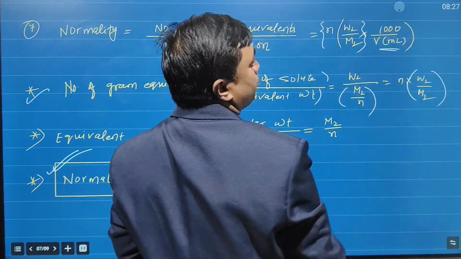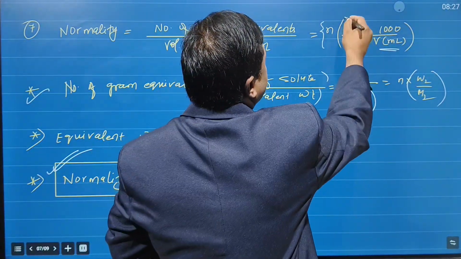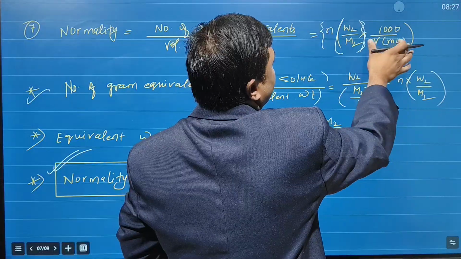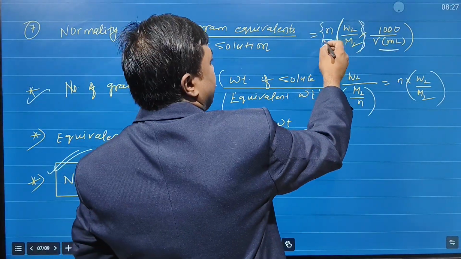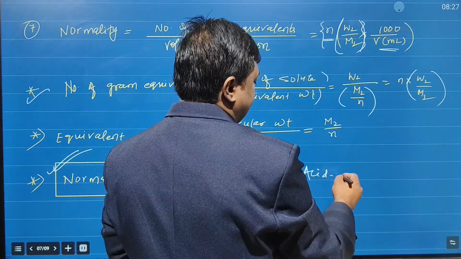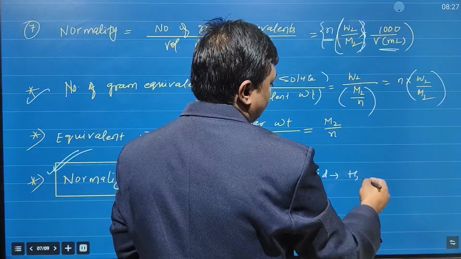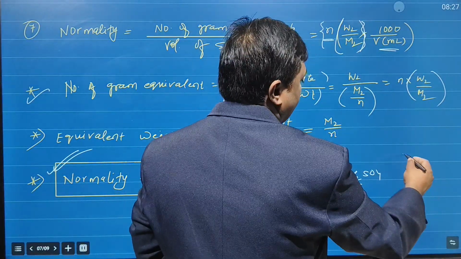If it is in milliliters, you have to multiply by 1 by 1000. So 1000 will go to the numerator. If you see clearly, W2 by M2 into 1000 by volume in milliliter is nothing but the molarity formula. n is the n factor. For an acid, it is basicity. Suppose the acid is H2SO4. How many H plus ions is it releasing? So basicity is 2. So the n factor is 2.